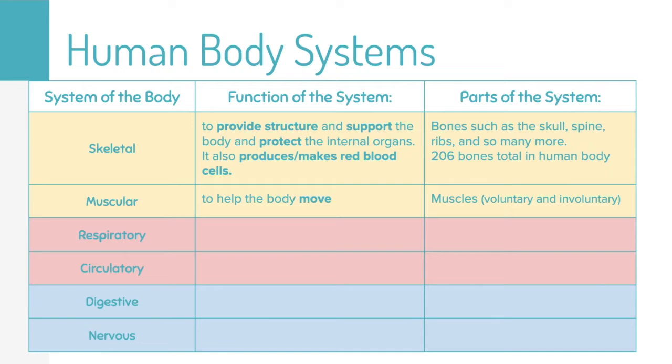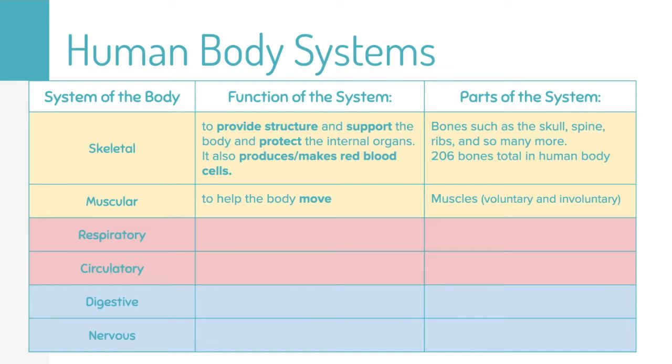The skeletal system's function is to provide structure and support the body and protect the internal organs. It also produces or makes red blood cells. This is very important. This is a question you all missed quite a bit on our quick check. So make sure that you store in your brain that the skeletal system also makes and produces red blood cells.